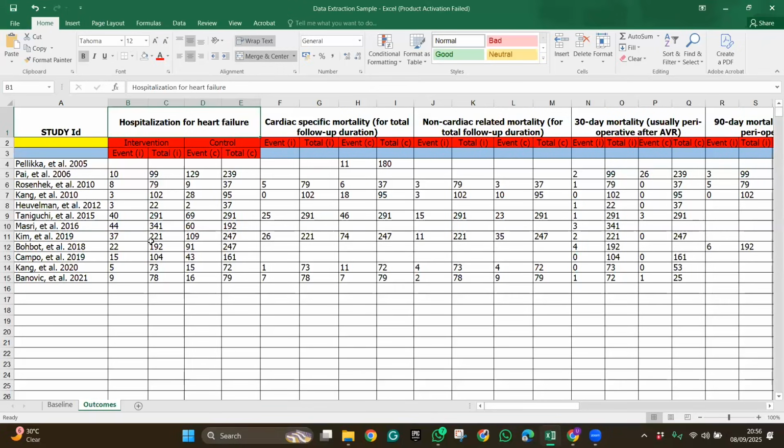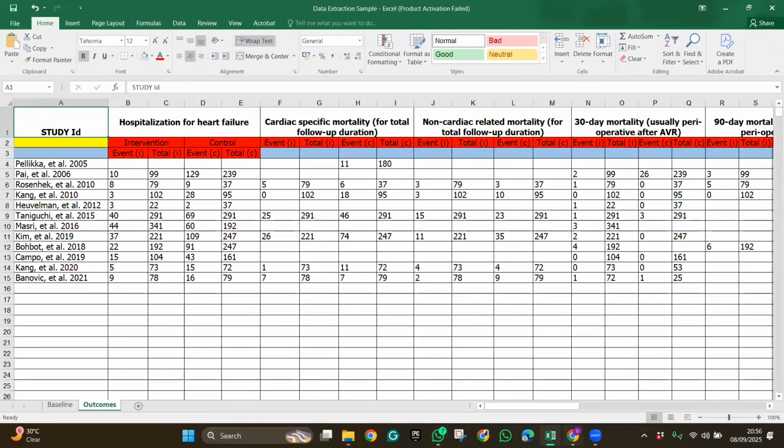I told you guys in the results section, your table number 1 is the baseline table, right? Majority of the time, around 80 to 90% of the time. Your second table is the outcomes table, right? So what you have to do when you're making the outcome sheet, you open the Excel. You'll have a blank page. What you're going to write in the first column: study ID.